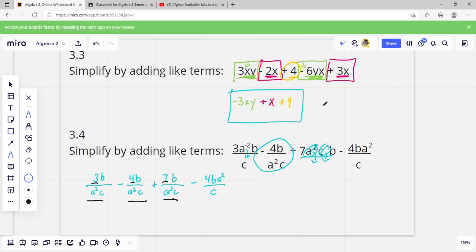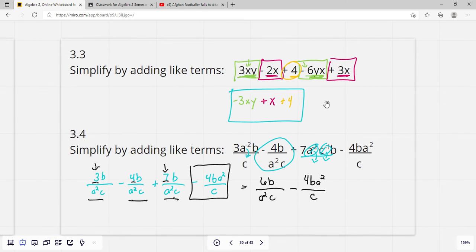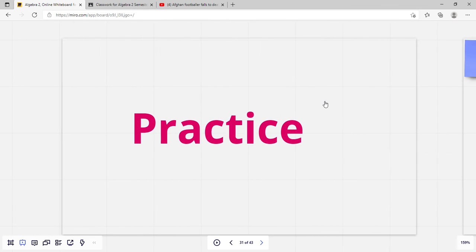If we put our positives together first, we would have 3 plus 7 would make 10, and then subtract 4. That's going to be positive 6. All right, so our number is 6b over a squared c. Okay, and then this one didn't have any like terms, so we're just going to tack it on the end. Minus 4ba squared over c. Okay, pretty easy on those. They look confusing, but they're not so bad.